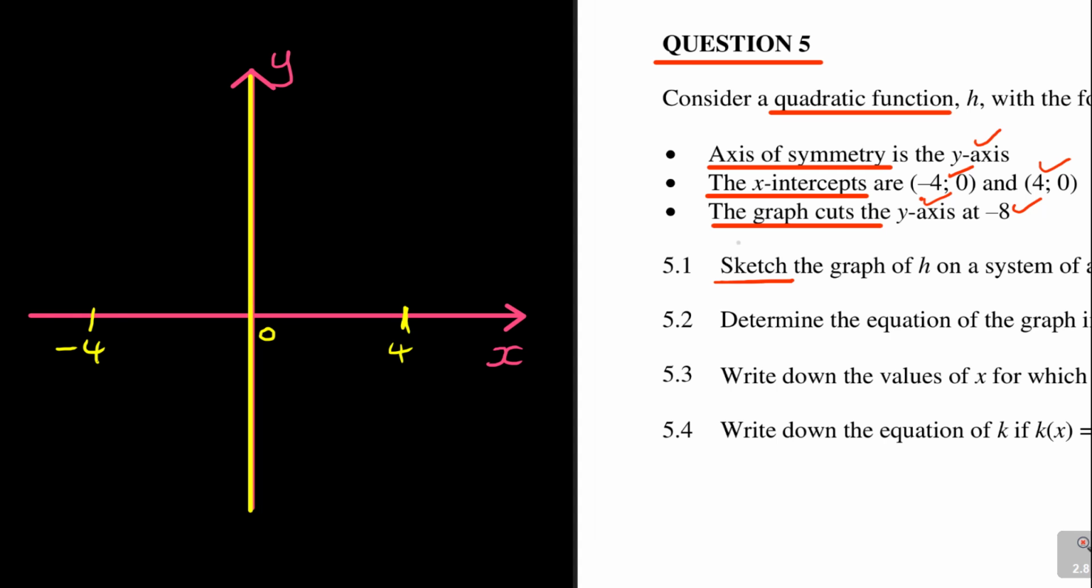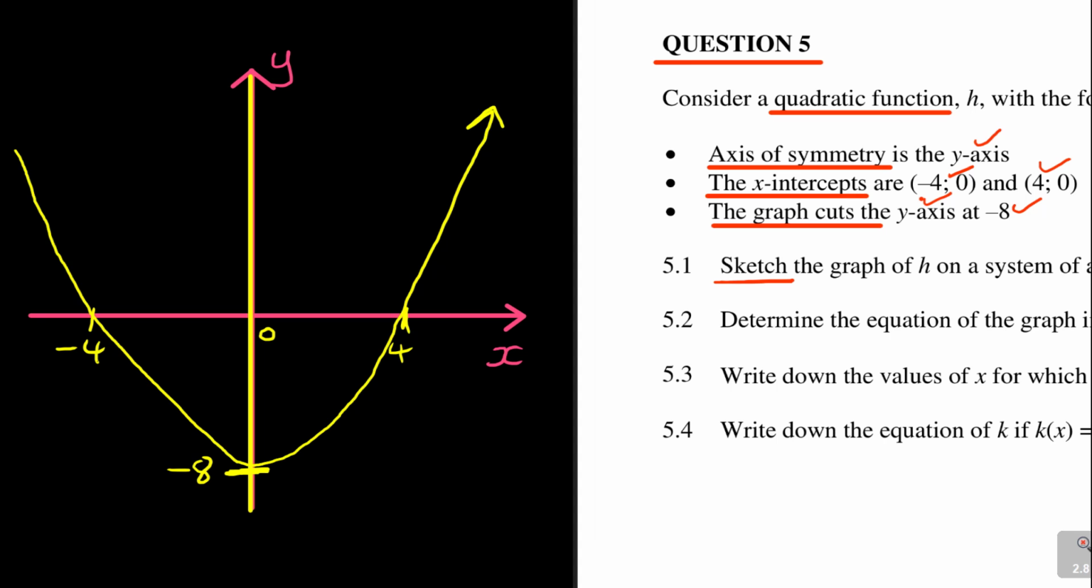And then the graph cuts the y-axis at what? Negative 8. So you come here and say, okay, somewhere here, that's the graph. You've got now your negative 8. So you see that? And then you can draw this graph. It wasn't a complicated graph. So you are having a graph like this. See? There is the graph that you are having.